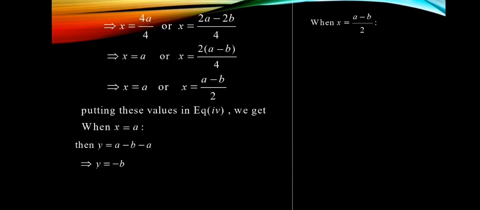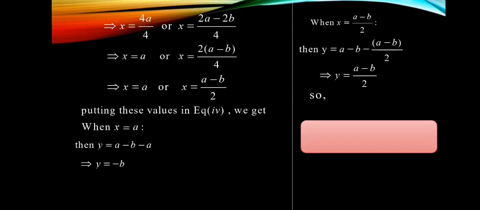Now when x is equal to (a minus b) divided by 2, putting it in equation number 4, we get y is equal to a minus b minus half of (a minus b). Now a minus b minus half of (a minus b) gives us half of (a minus b). So the second ordered pair is ((a minus b) divided by 2, (a minus b) divided by 2). So our solution set is (a, minus b).